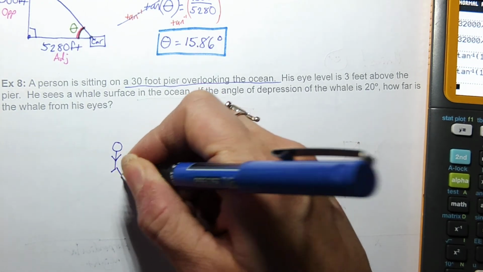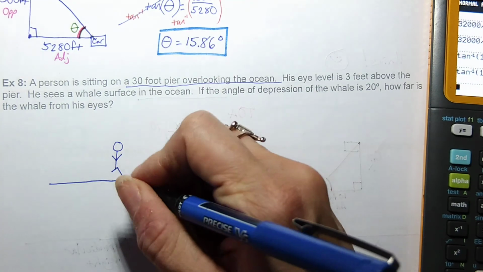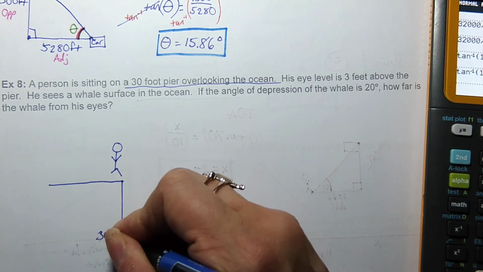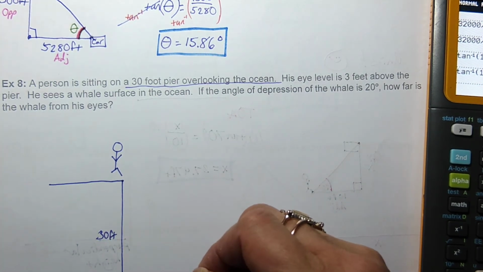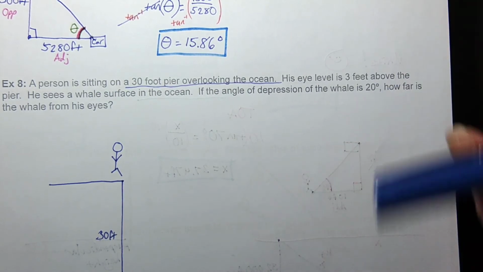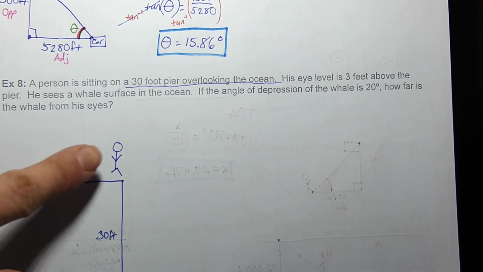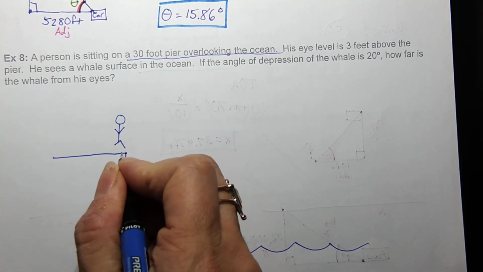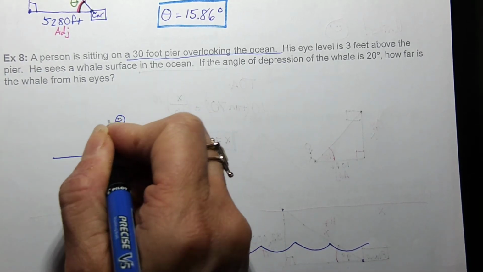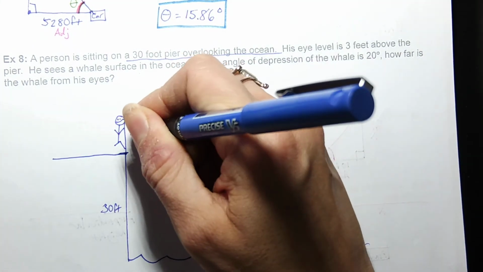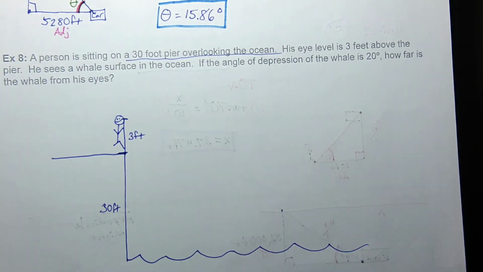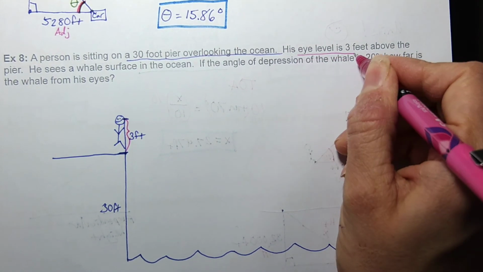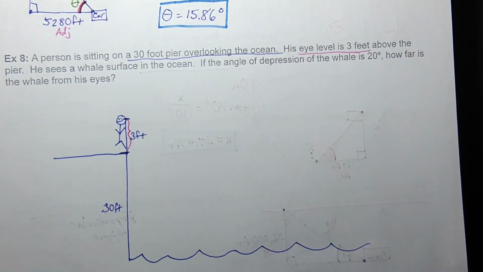So I'm going to draw my little person. And they are standing on this pier that is 30 feet up from the ocean. His eye level is 3 feet above the pier. So if this is the pier, and this is our eye level, this distance is 3 feet from here to here. He sees a whale surface in the ocean.